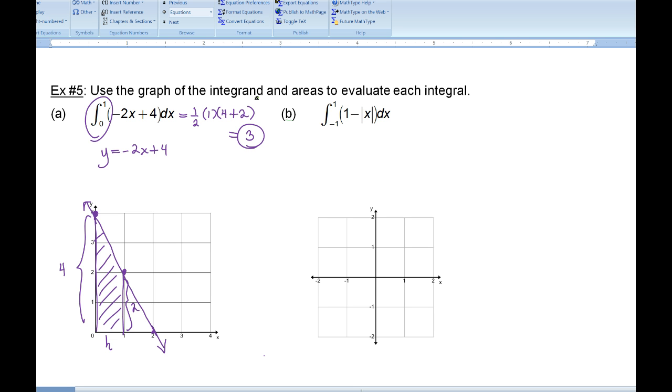How about the next one? 1 minus absolute value of x. It's an upside down V that's moved up 1 unit, so it looks like this. The more accurate you can draw it, the easier it is when you actually have to find the area. Now I just went from negative 1 to 1, so I'm going to ignore everything else. I just want to graph from here to here. It's just that little triangle.